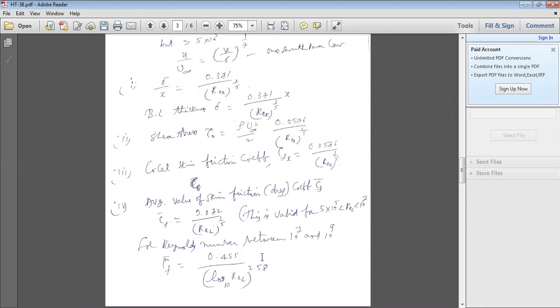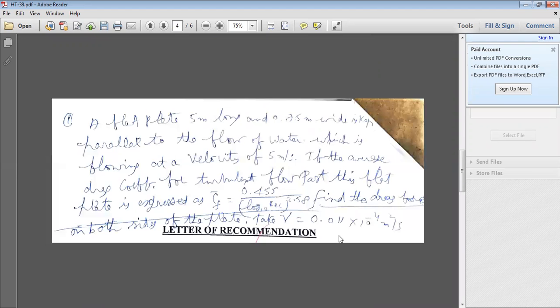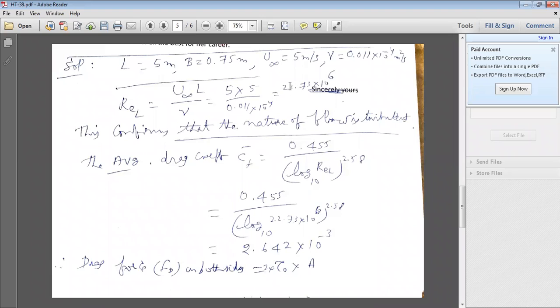But here, even though the Reynolds number value is calculated, the formula is clearly given in the problem. For calculation of the average drag coefficient, CF bar is to be calculated with the given formula. That's why CF bar is equal to 0.455 divided by log REL to the base 10 whole to the power 2.58.